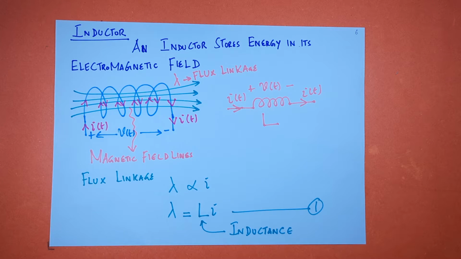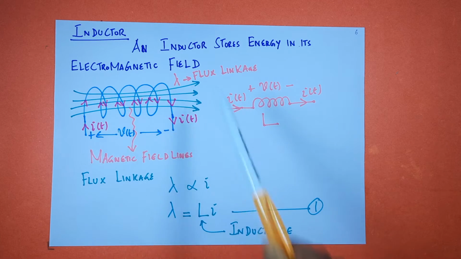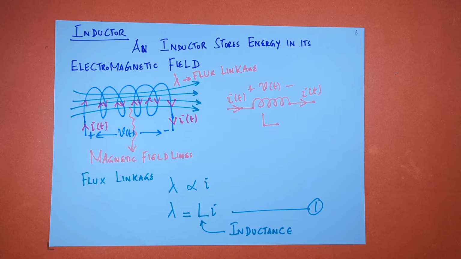In a capacitor, energy is stored in its electrostatic field, whereas in an inductor, energy is stored in its electromagnetic field. Okay. So an inductor is nothing but a coil of n number of turns, and v of t is the voltage applied across the inductor or across the coil. i of t is the current through the coil.